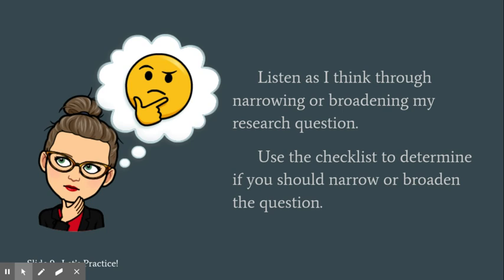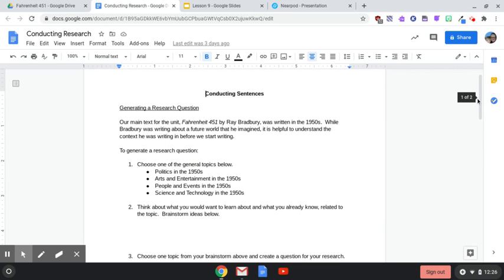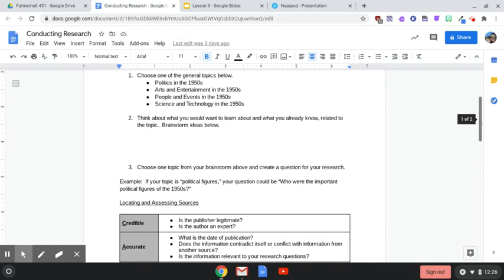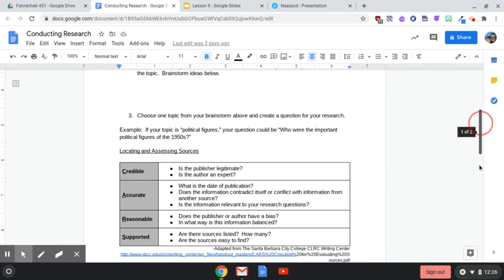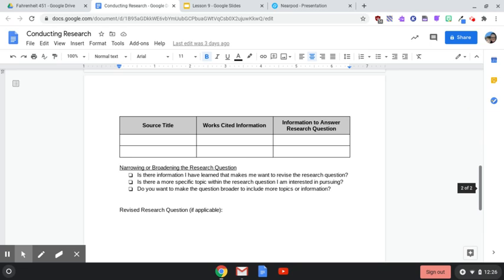So my research question is, who were the important political figures of the 1950s? So let's look at our checklist to determine if we should narrow it or broaden it. Based on my research from the beginning to now, is there information I've learned that makes me want to revise the research question? Well, I'm not sure yet. So let's look at the other two questions to make sure.